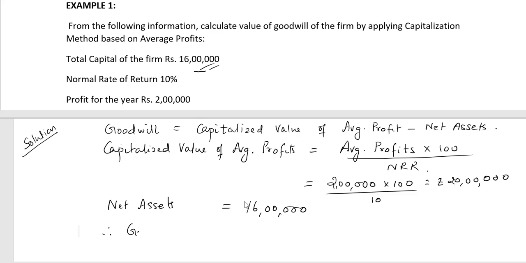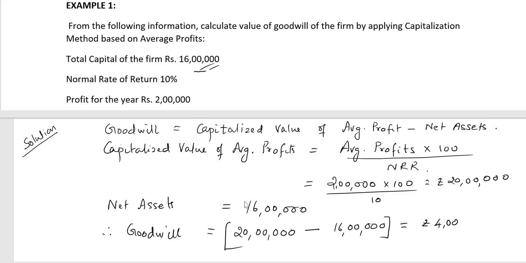Therefore, goodwill under this method is equal to the capitalized value of average profit which we ascertained as rupees 20 lakh, minus the net assets of the business which is 16 lakh, which is equal to rupees 4 lakh. So rupees 4 lakh is the answer for value of goodwill of the firm by applying capitalization method based on average profits.